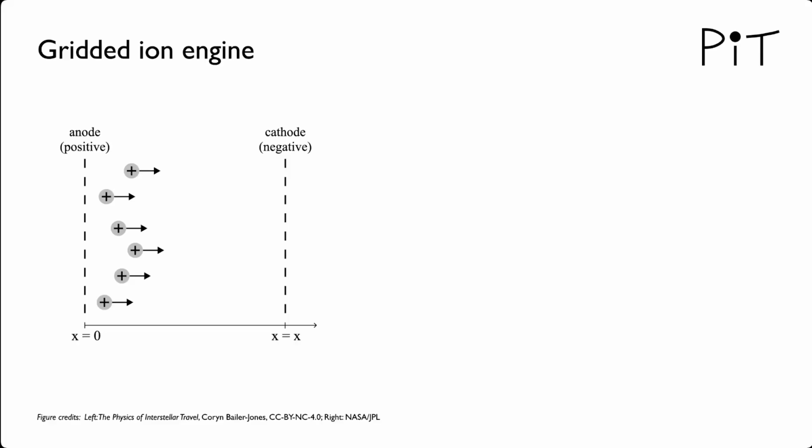The principle of an ion engine is simple. A gas is first ionized into its constituent ions and electrons. The much more massive ions, shown here, are then accelerated by an electric field out of the back of the engine. By conservation of momentum, this accelerates the rocket in the opposite direction.